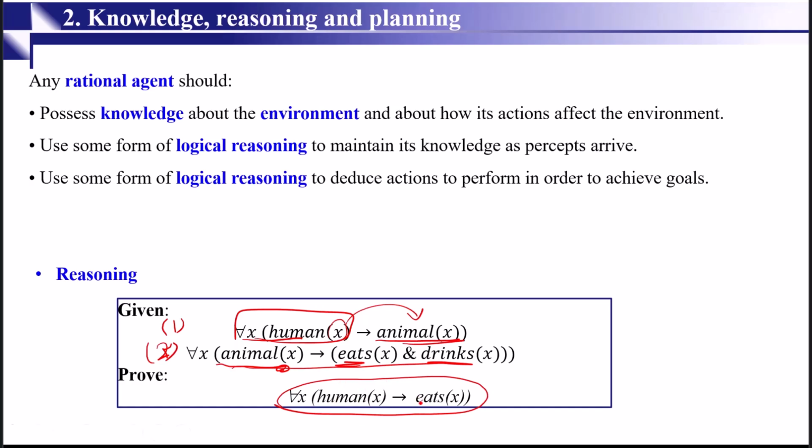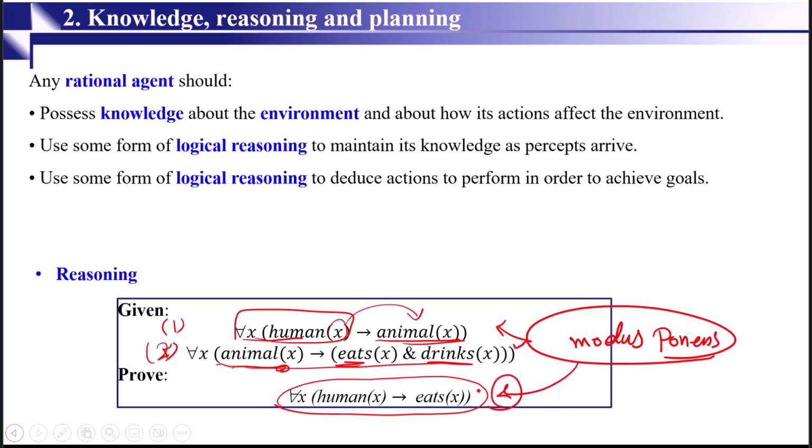Therefore, if X is a human, X eats, which is what we aim to prove. So, using modus ponens and these two premises, we can come to this conclusion. This example demonstrates how reasoning can be used to deduce a conclusion from some given premises. In AI, such reasoning forms the basis for knowledge representation as well as decision making in rational agents.